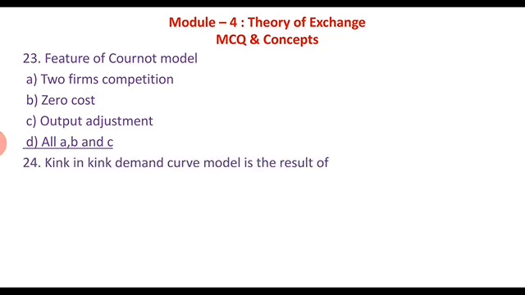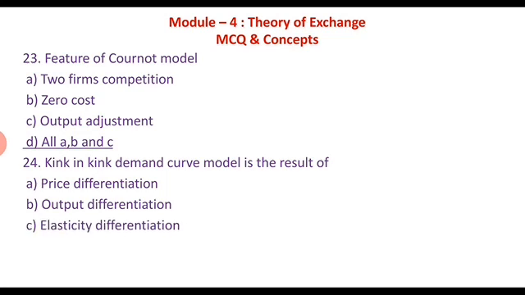24th question. Kinky demand curve model is the result of A. Price differentiation. B. Output differentiation. C. Elasticity differentiation. D. None of the above. Answer is elasticity differentiation.